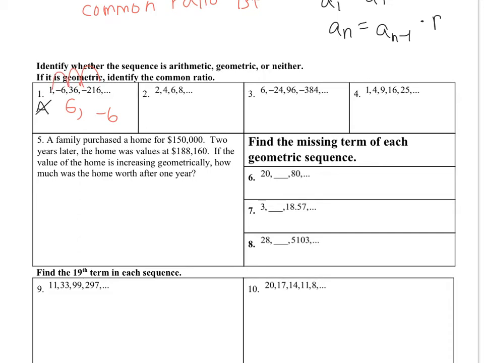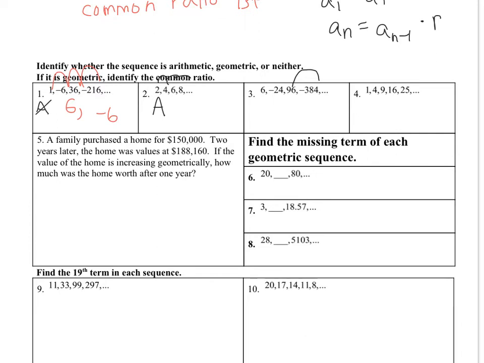Number 2, I'm just adding 2 every time, so this is an arithmetic sequence, and the common difference is 2. Number 3, I can tell it's not arithmetic right away because it's going back and forth between negative and positive. So I'm going to divide 384 by 96, and then 96 by 24. I think it's going to work, but I'm just going to check.